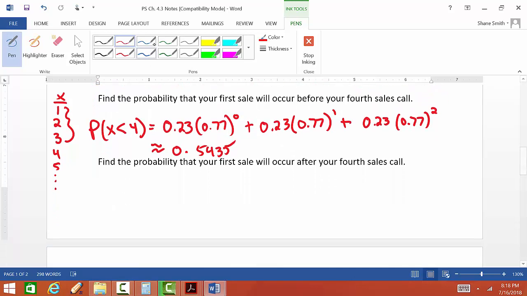And then our last one, find the probability that your first sale will occur after the fourth sales call. Now, this is an interesting question because if it's after the fourth sales call, well, it keeps going on and on. But each of these has a probability, right? It's a probability distribution. If you add all of them together, the sum, that should be a sigma, but it's a very messy sigma, the sum of all the probabilities equals 1. So you're adding up an infinite number of things, and you still get 1, which is pretty interesting. At least I think it is.